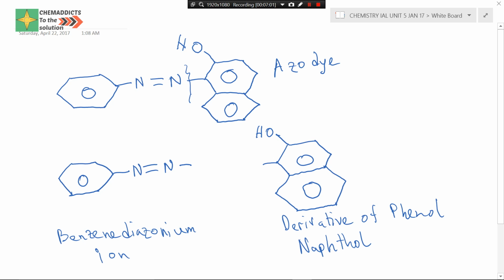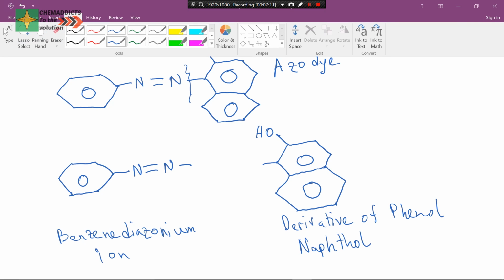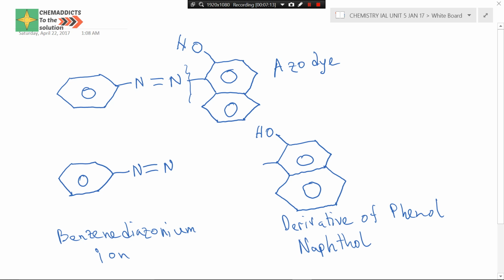Naphthol. So if we break this particular bond, we're gonna get something like this. If we erase this, we're gonna get a benzene diazonium ion and a naphthol part. That's pretty much it.